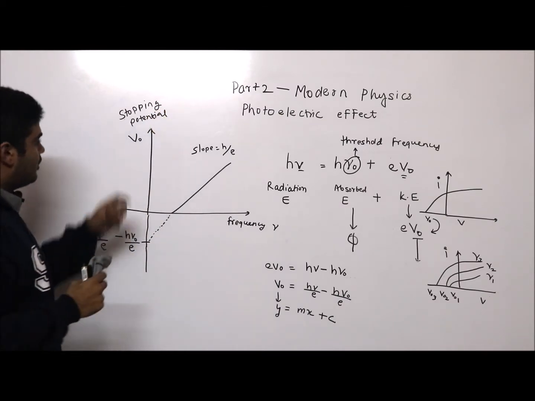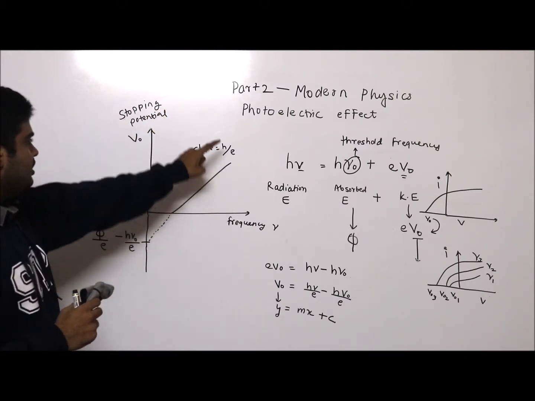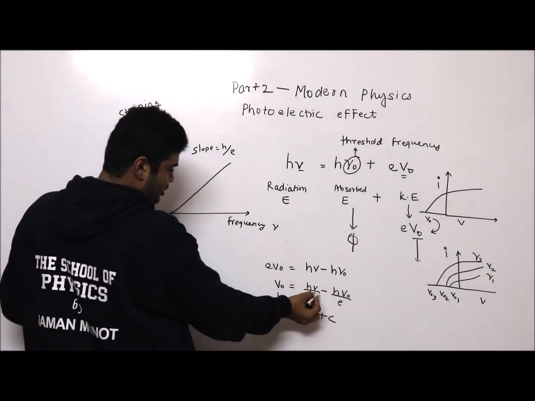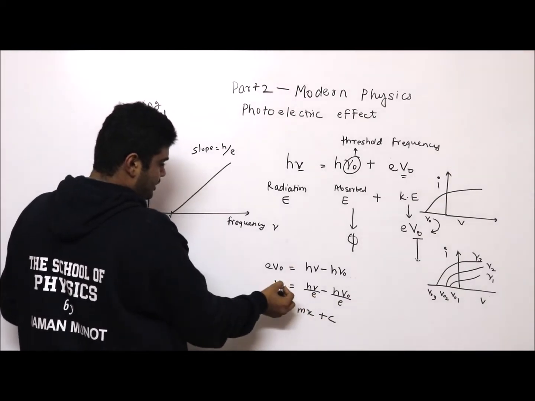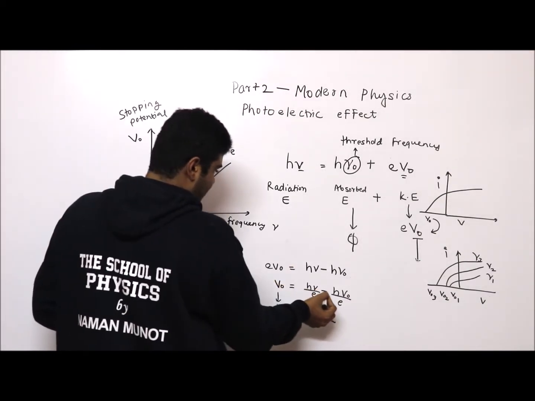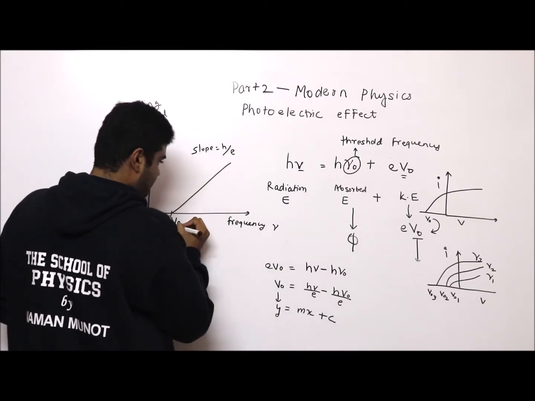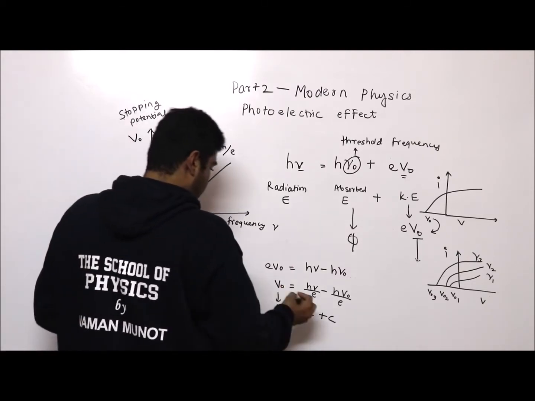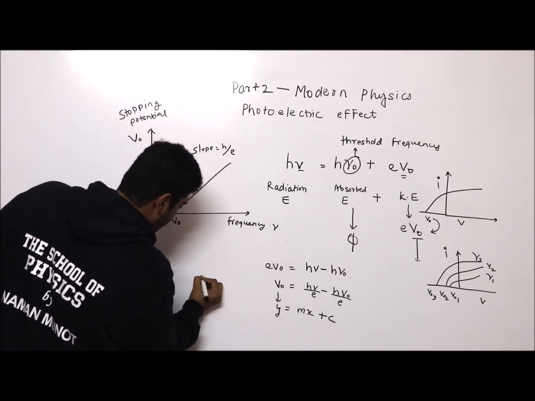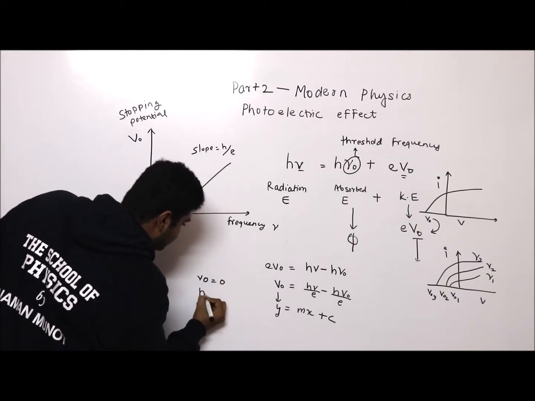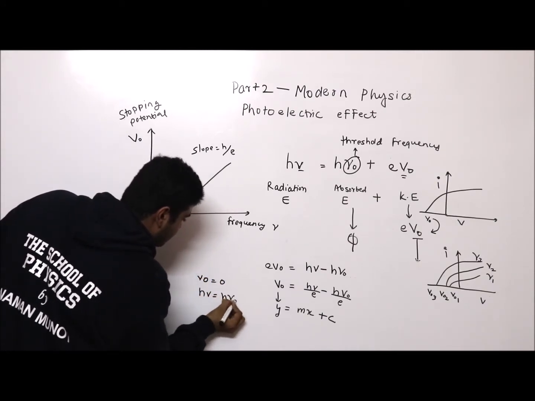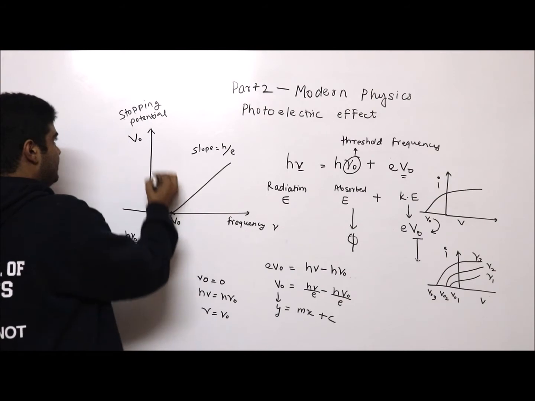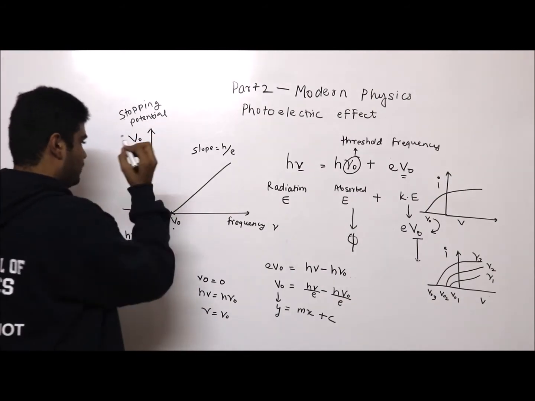So this is the variation of stopping potential with frequency, with slope h by e. Suppose the stopping potential is equal to 0. What is the value of x? That is the threshold frequency. How? When V naught equals 0, h mu is equal to h mu naught, so mu is equal to mu naught. This is the value of frequency when the stopping potential is 0.